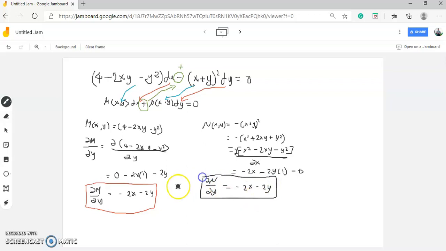So if you could see, they are equal. Your partial of M and partial of N are equal. Therefore, we could say that this is an exact differential equation. So from here, because we already know that this is an exact differential equation, because your partial of M over partial of y, this is x, partial of x.